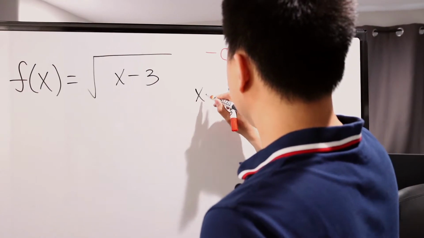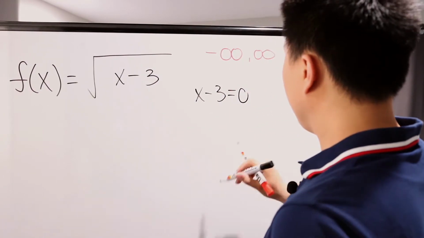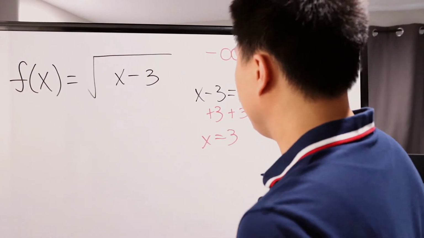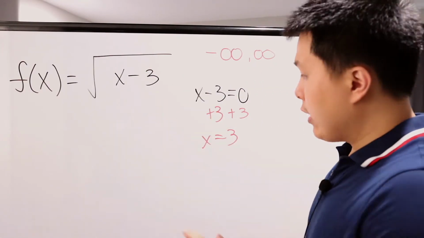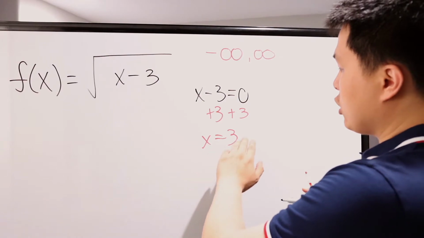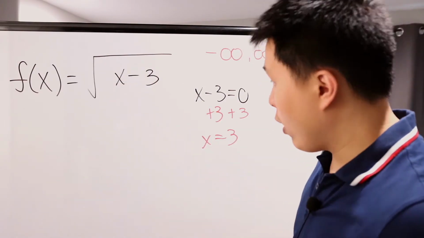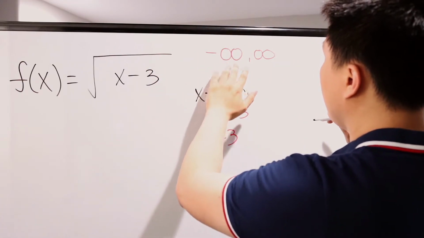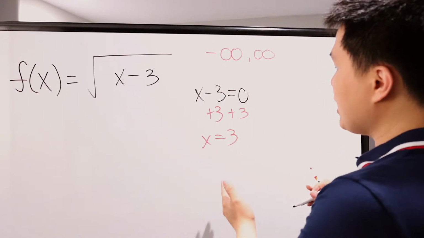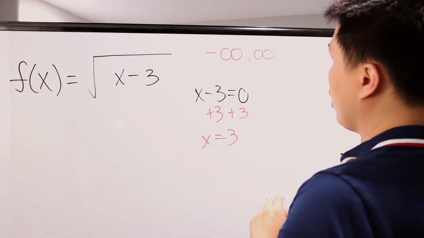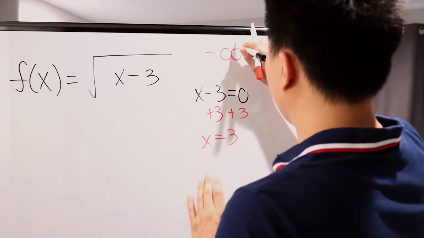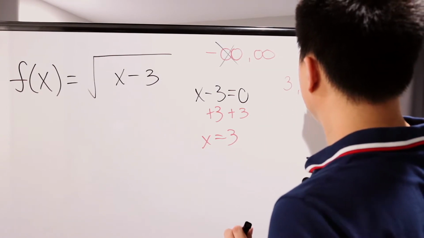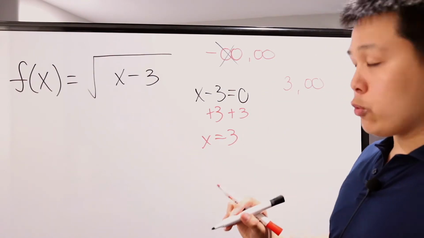Well, let's write it here. X minus 3 equals 0. Well, if we add 3 on both sides, x equals 3. Okay, so if x equals 3, the inside is 0. That means any number for x that is smaller than 3, then the inside is going to be negative. We don't want that. So instead of all possible numbers being negative infinity all the way to infinity, now we realize all the numbers must actually be 3 or bigger for this to work. So in this case, we actually want it to be 3 all the way to infinity. Right next to the 3, we're including 3 because 3 works.